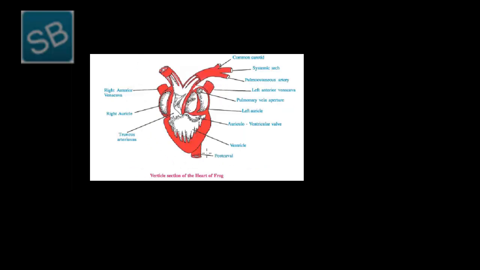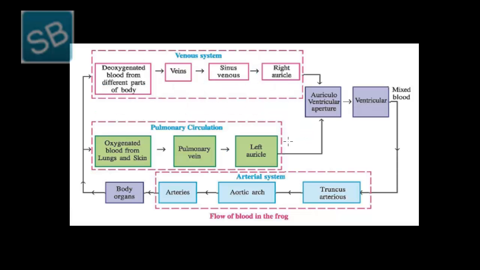This figure describes the vertical section of the heart of the frog and indicates the apertures through which blood flow occurs. For example, the auriculoventricular valve allows the blood, both oxygenated and deoxygenated, from the auricles to flow into ventricle. Truncus arteriosus is an aperture which allows the blood from the ventricle to pass on to arteries. Now this figure describes the flow chart of flow of blood in frog.